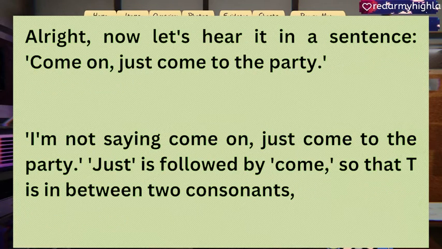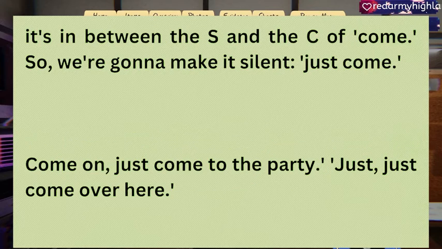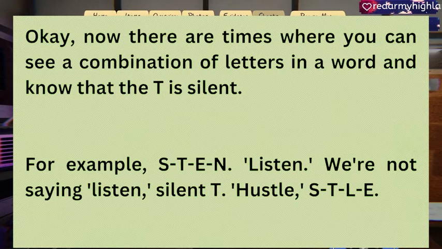All right, now let's hear it in a sentence. Come on, just come to the party. Just is followed by come, so that T is in between two consonants. It's in between the S and the C of come. So we're going to make it silent. Just come. Come on, just come to the party. Just come over here. Okay?